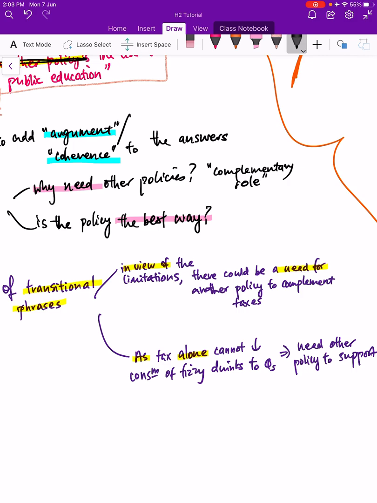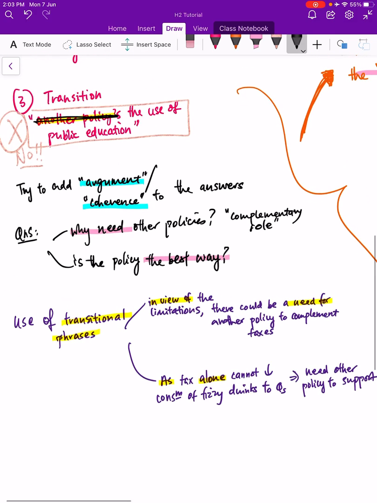So I hope you understand that in writing this kind of long answer, you need to be able to do this. That's why I highlighted over here the words argument and coherence in your answer. This is especially important when you are addressing questions like this.